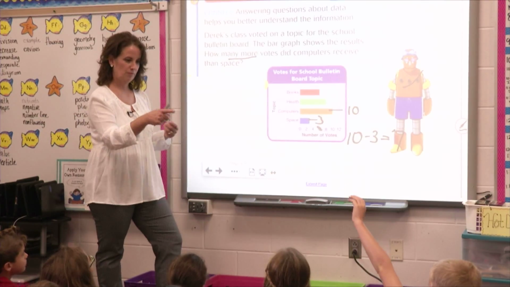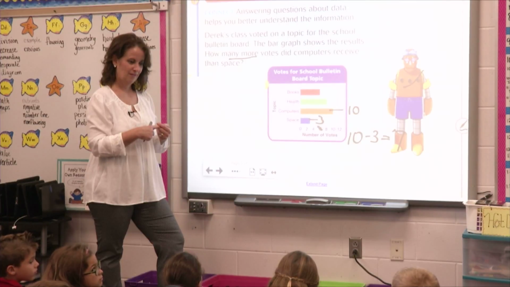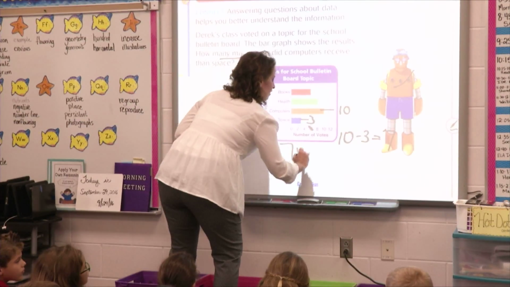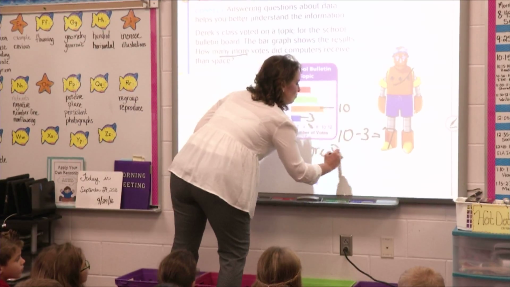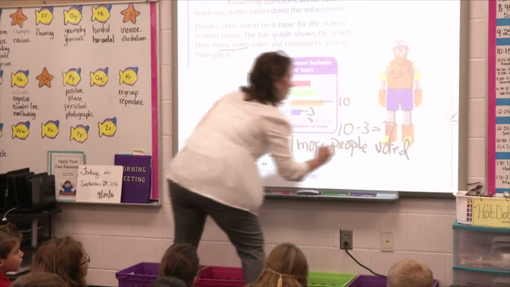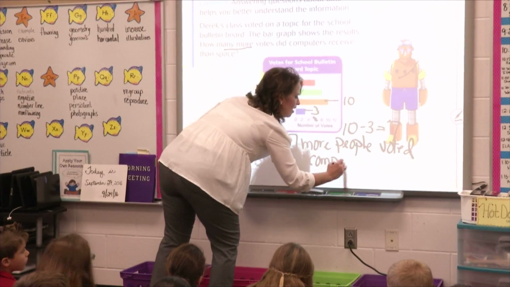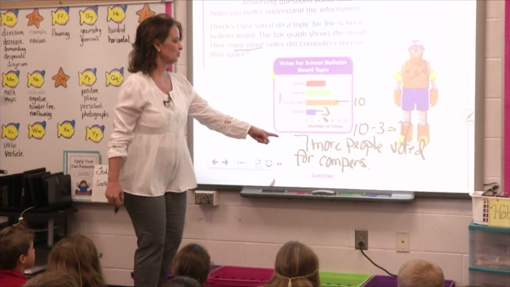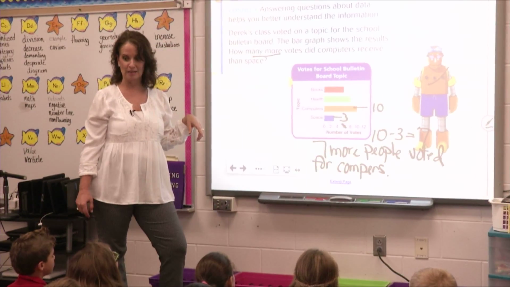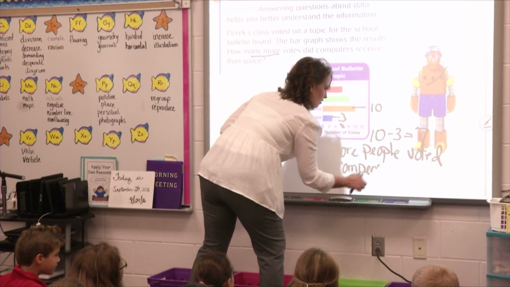What did we not do yet, Ben? You need to write that 7 more people voted for computers. Because now, I'm going to read my answer. 7 more people voted for computers than space. Should we add that? Yes. To make sure we're completely answering. Yep, I'm going to erase my period.